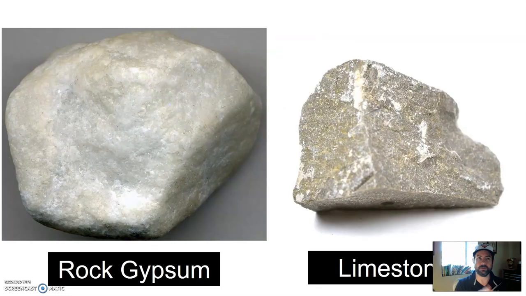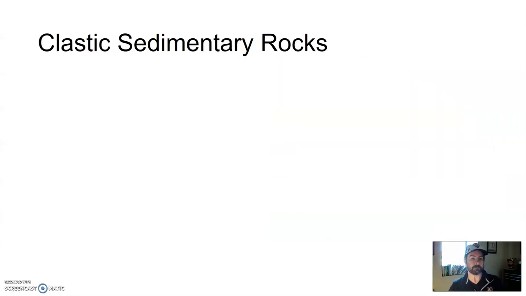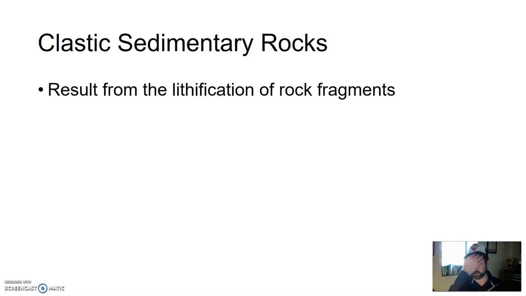So it's like it's two steps removed from biologic. So sometimes it's biologic, sometimes it's chemical. But limestone, rock gypsum, just some examples. By no means is this an extensive list. And then clastic sedimentary rocks, probably the most common type of sedimentary rocks, what we typically think of once we understand and are looking at sedimentary rocks.